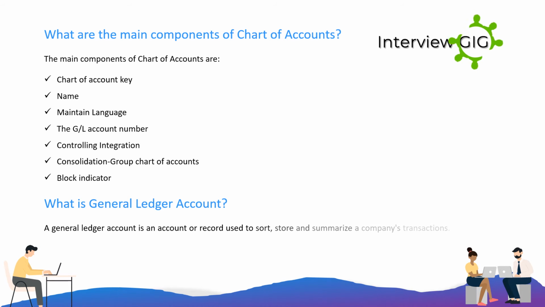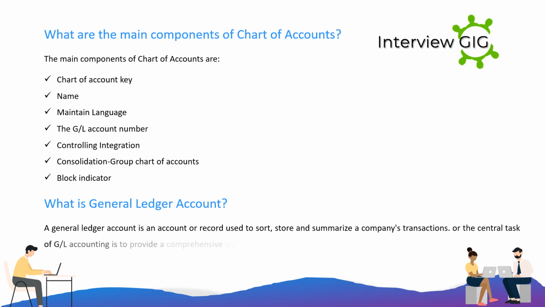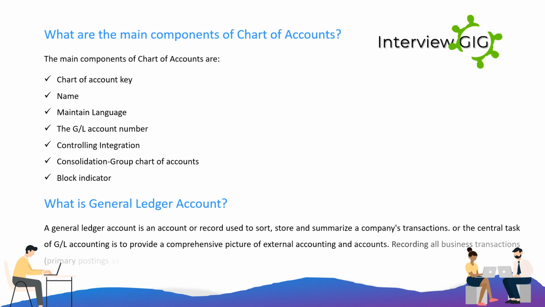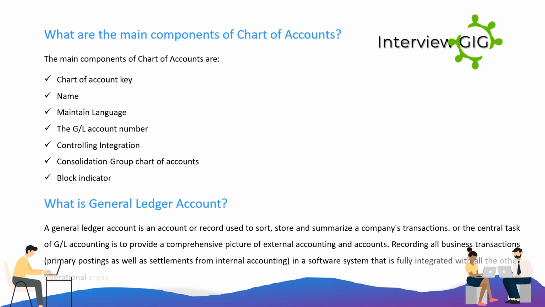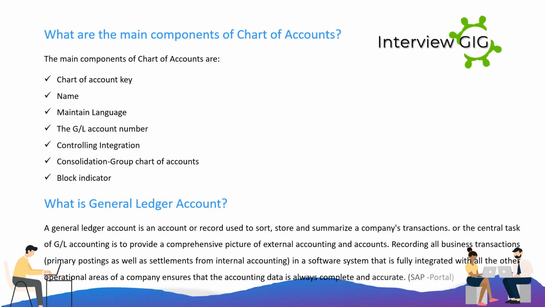What is general ledger account? A general ledger account is an account or record used to sort, store and summarize a company's transactions. The central task of GL accounting is to provide a comprehensive picture of external accounting and accounts, recording all business transactions, primary postings as well as settlements from internal accounting, in a software system that is fully integrated with all the other operational areas of a company. It ensures that the accounting data is always complete and accurate.